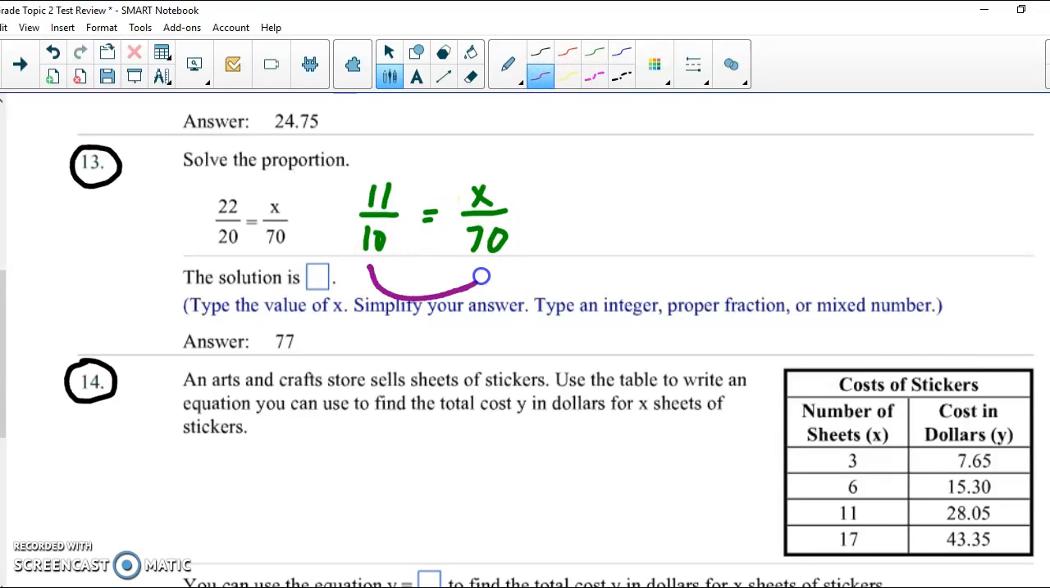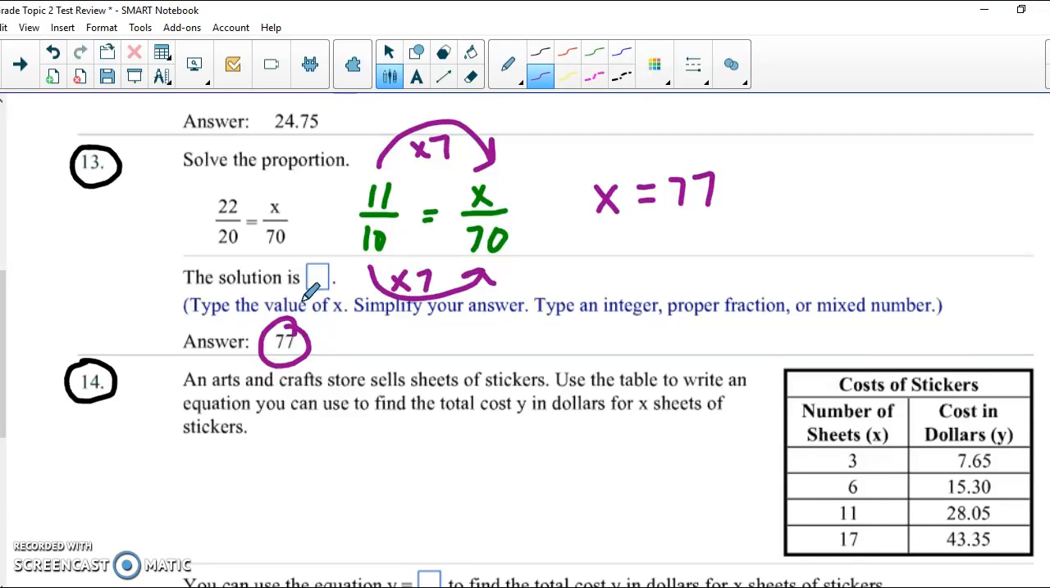Well, now I do know how to turn a 10 into a 70. I'm going to multiply by 7. Whatever I do on the bottom, I also must do on the top. 11 times 7 equals 77. And I have just solved my proportion.